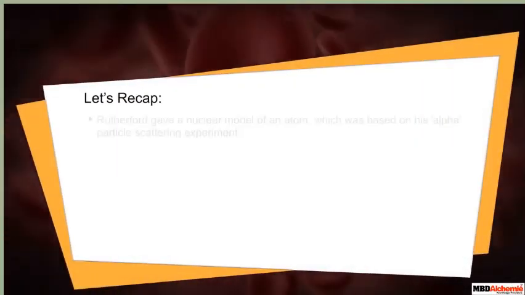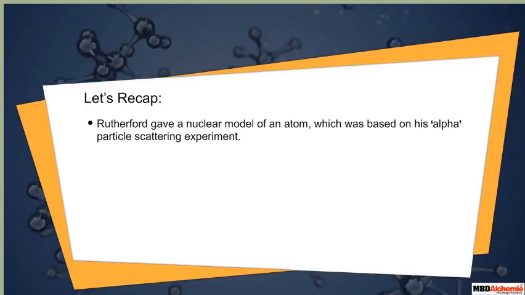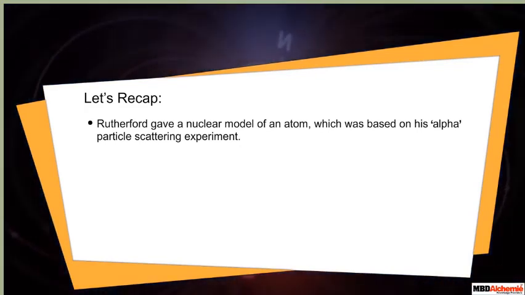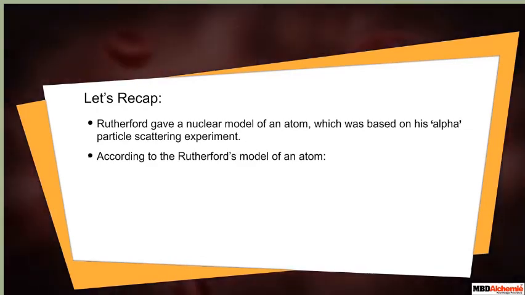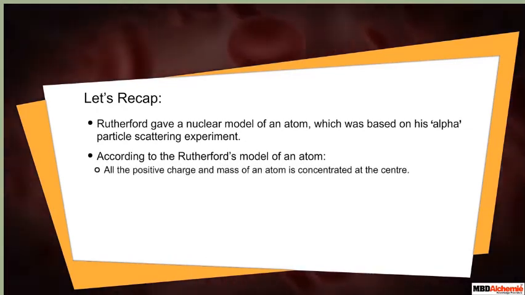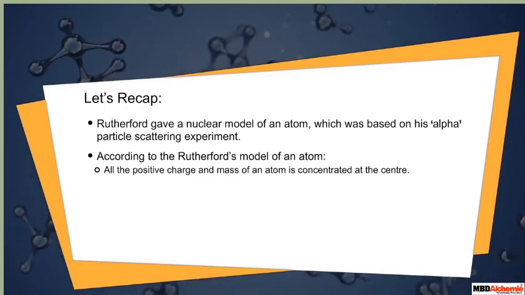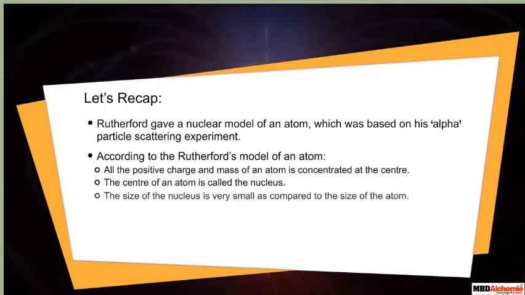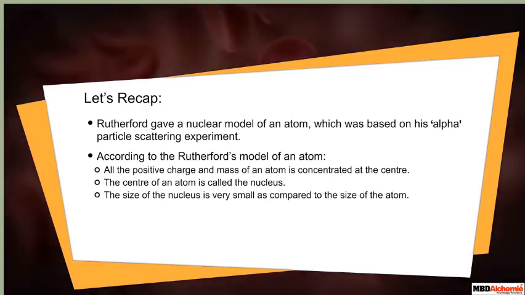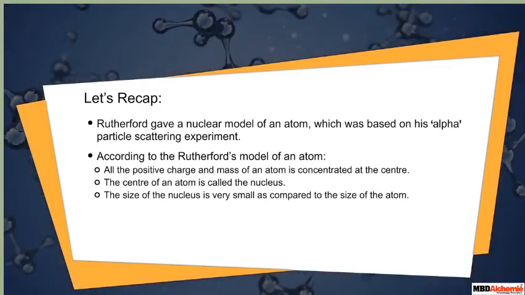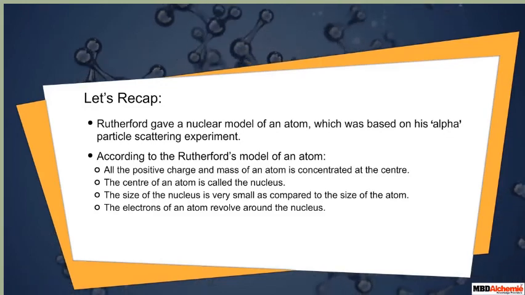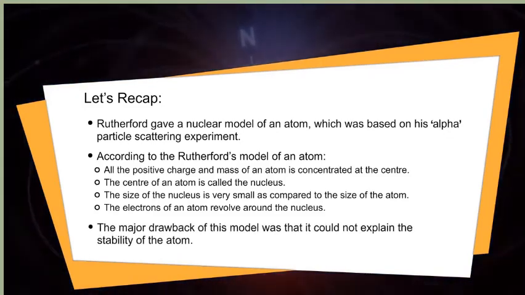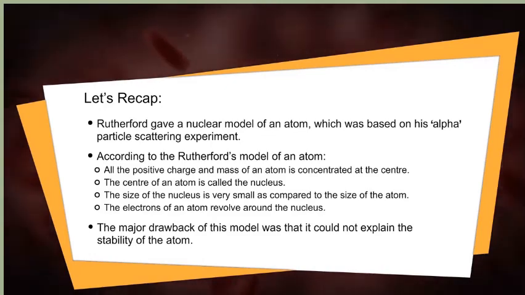Let's recap. Rutherford gave a nuclear model of an atom which was based on his alpha particle scattering experiment. According to the Rutherford's model of an atom, all the positive charge and mass of an atom is concentrated at the center. The center of an atom is called the nucleus. The size of the nucleus is very small as compared to the size of the atom. The electrons of an atom revolve around the nucleus. The major drawback of this model was that it could not explain the stability of the atom.